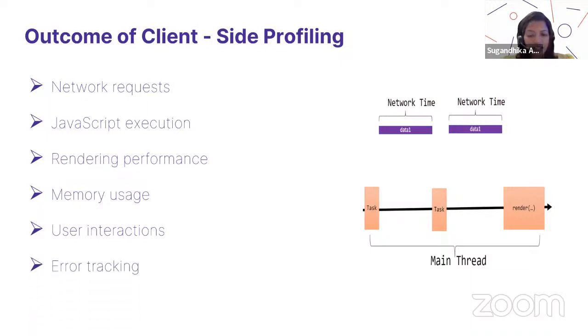And error tracking, that is obvious. If we have an issue, we normally see the developer tool and see what the errors are. So here we are referring to the same, and we can focus on JavaScript error, network error, and other runtime issues that affect the user experience. That also is an outcome of doing client profiling for your application.